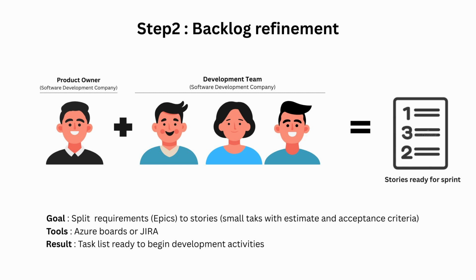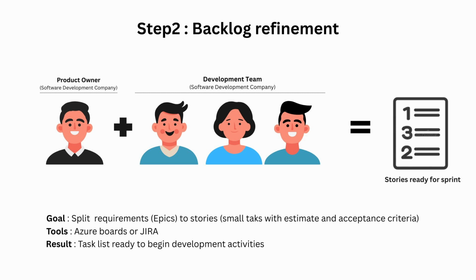Next step is backlog refinement. As the sprint approaches, the product owner and the development team sit together to clarify upcoming stories. Each story is discussed in detail, questions are answered, and effort is estimated using story points, a unit of measure that reflects complexity and workload rather than hours.